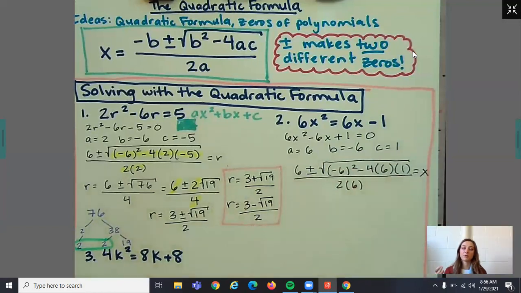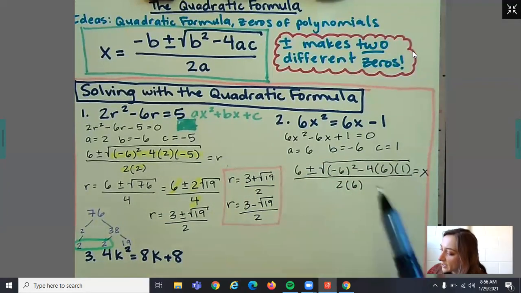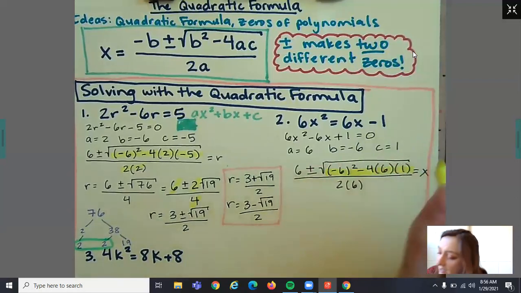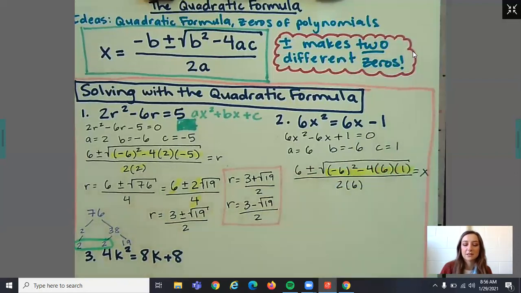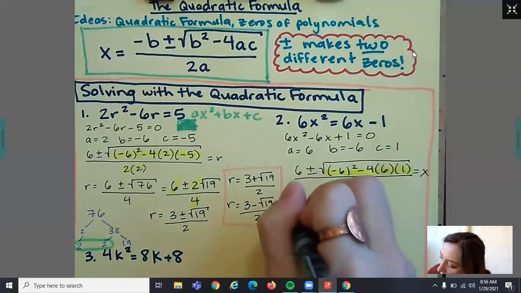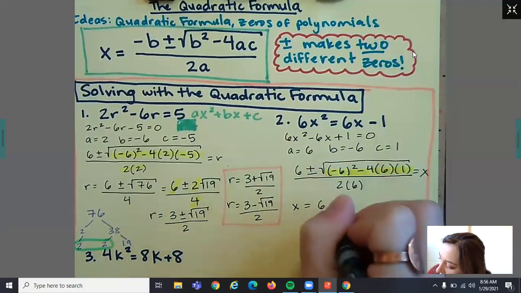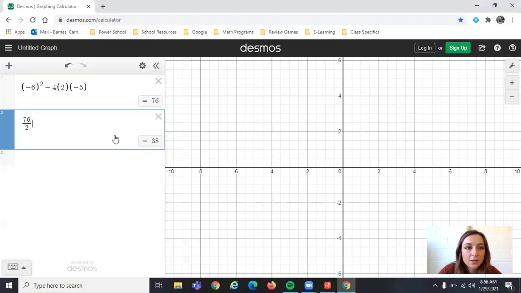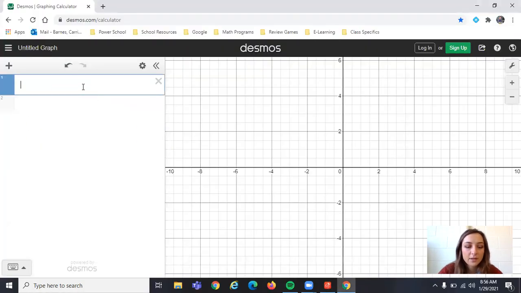So that is the important part, is a lot of people don't realize that you're actually solving for x whenever you do this. So here we are solving for x. All right, now everything inside of the radical, I'm going to type that into Desmos just like before. So I'm just going to highlight that. And then I'm also going to simplify 2 times 6. So we're going to have 6 plus or minus the square root of, and we're going to figure out what that is right now. So let's go in here.